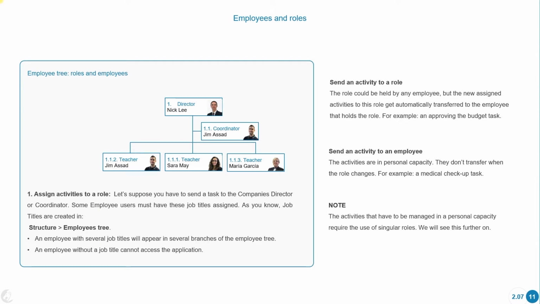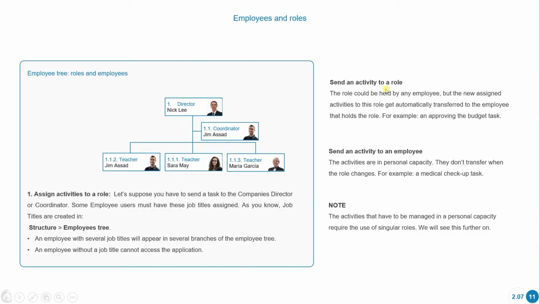Let's see now how to send a task to a role. Let's suppose you have to send a task to the company's director or coordinator. Some employee users must have these job titles assigned. As you know, job titles are created in a structure employee tree. An employee with several job titles will appear in several branches. An employee without a job title cannot access the application.